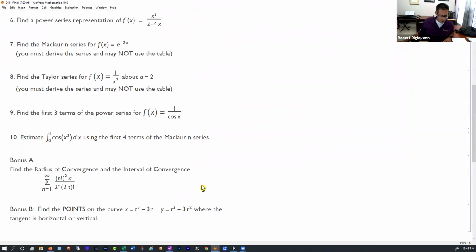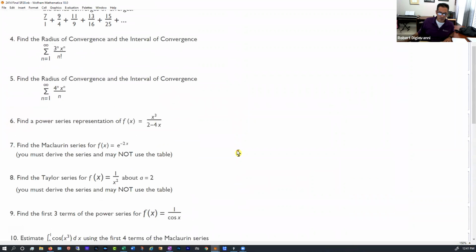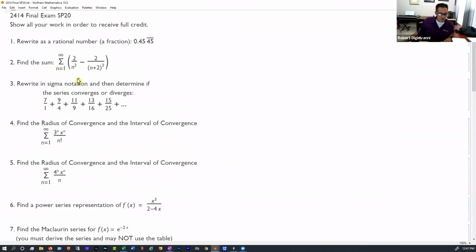So there were 10 questions and 2 bonuses on the final exam. The first problem I asked, and remember, this is just to give you an idea of what I've done in the past. There's no indication of what you're going to get. I asked them to rewrite this repeating decimal as a fraction. We've done that. That means you have to rewrite this and look at it as a geometric series. And this one right here, find the sum. This is a collapsing, telescoping series. So you have to find the pattern, get the cancellation to happen, and figure out what happens.